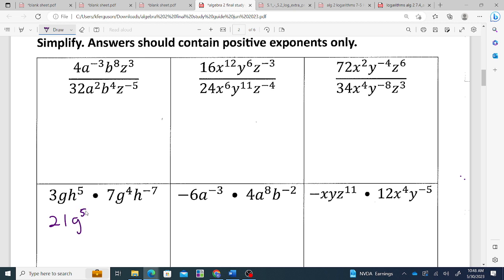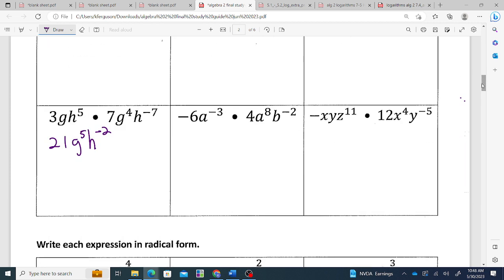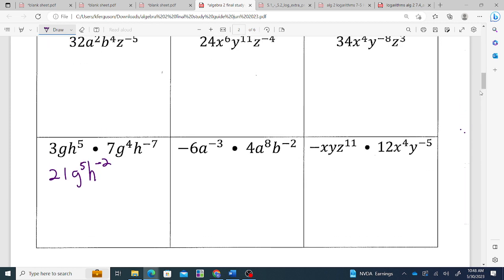And then I've got h to the 5th power and h to the negative 7th power. I'm adding exponents. 5 plus a negative 7 is negative 2. So that's h to the negative 2. But that's not what the instructions say. The instructions say to use positive exponents. So what does a negative exponent mean? I move it to the denominator. So that's 21 g to the 5th over h to the 2nd. That's my answer.